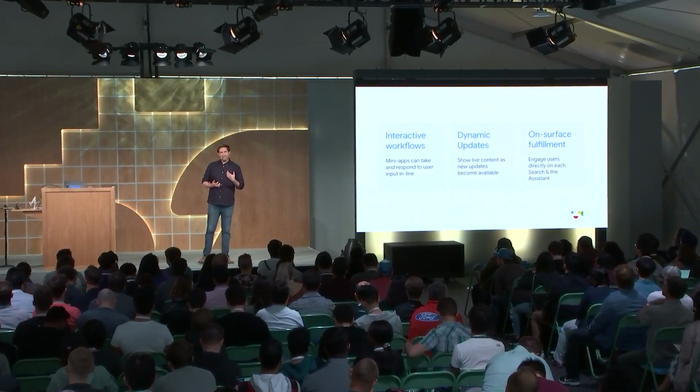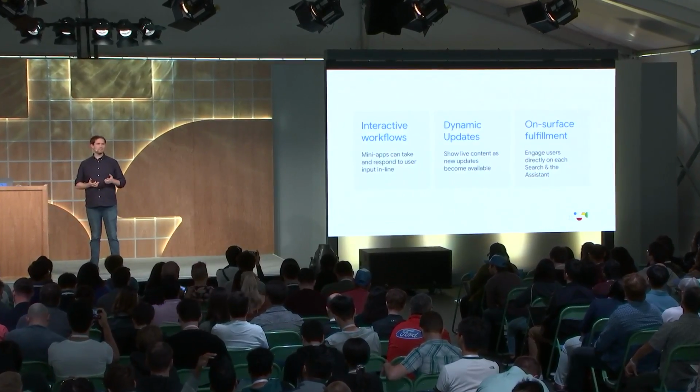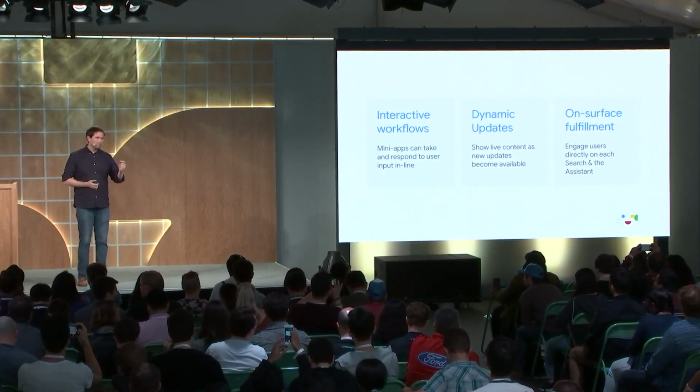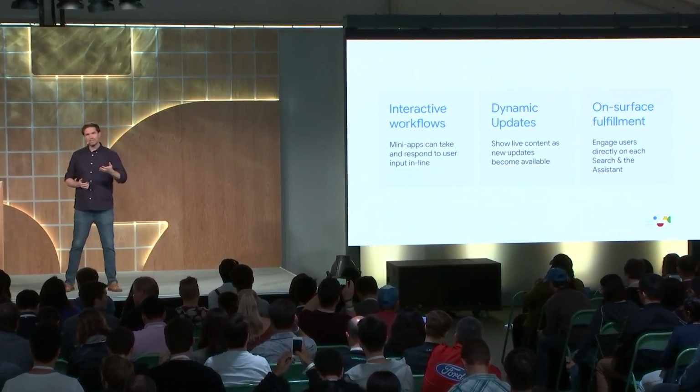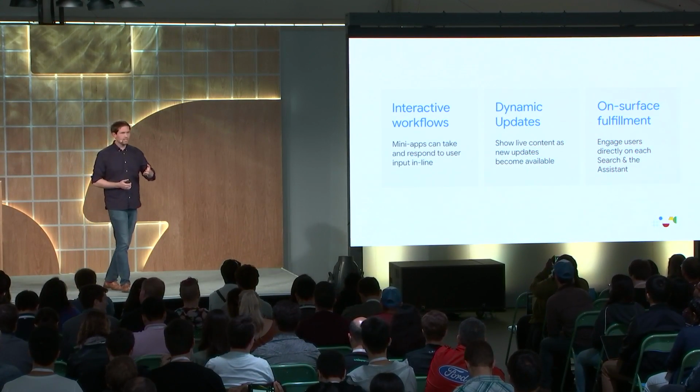So mini apps, to help you bring these rich capabilities to search in the assistant, we said they had to do a couple of things. You saw them throughout the examples. First, they had to help you all bring interactive workflows to search. You all have built wonderful services and capabilities, and how can we help you help users begin the journey right on search? Starting with interactive workflows that take user input. So as you saw, mini apps can take user input and return results right in line.